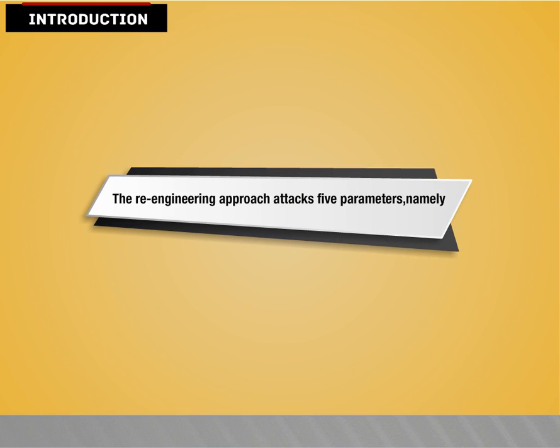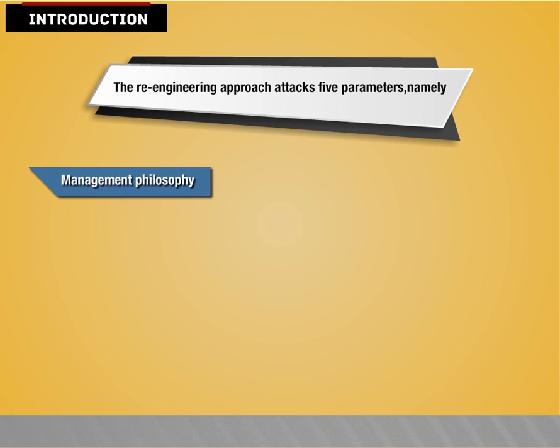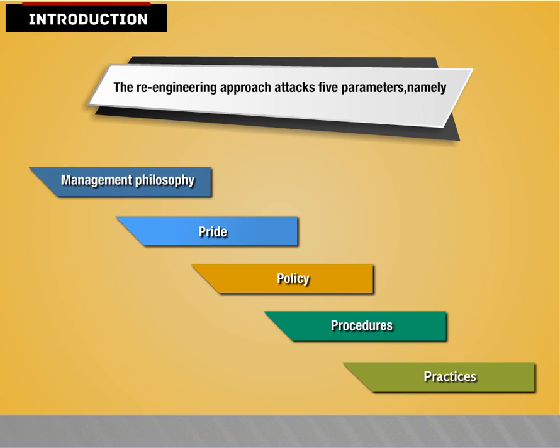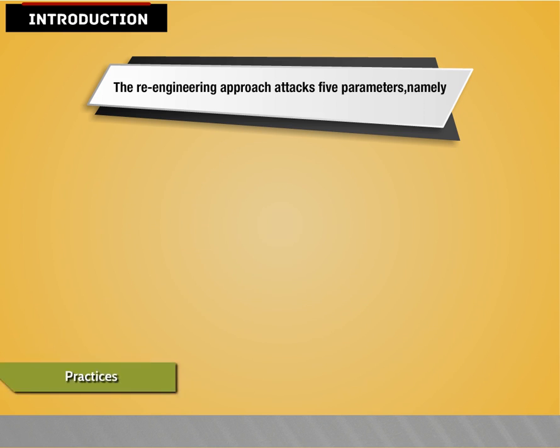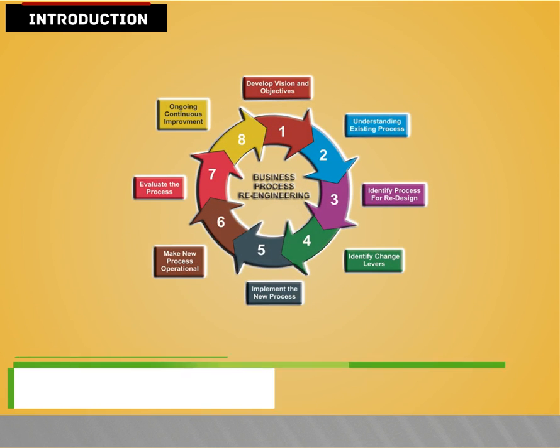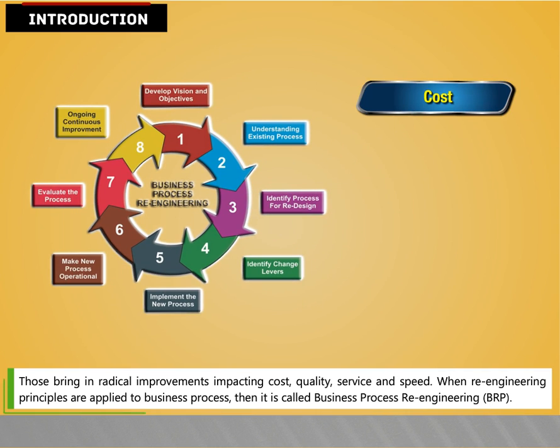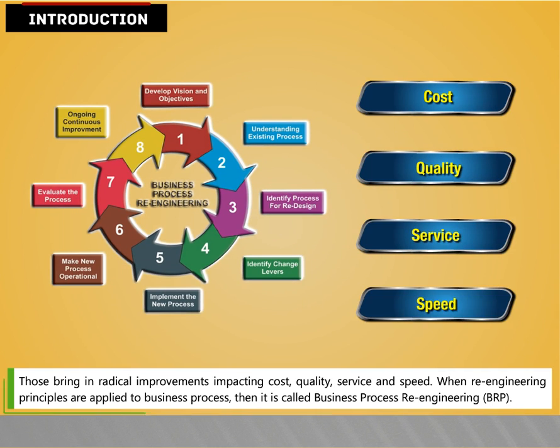The re-engineering approach attacks five parameters, namely management philosophy, pride, policy, procedures, practices. Those bring in radical improvements impacting cost, quality, service, and speed. When re-engineering principles are applied to business process, then it is called business process re-engineering (BPR).